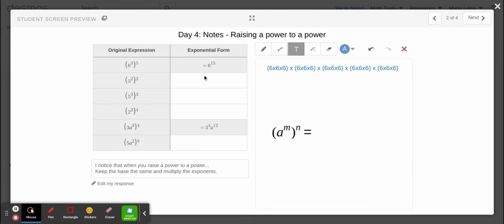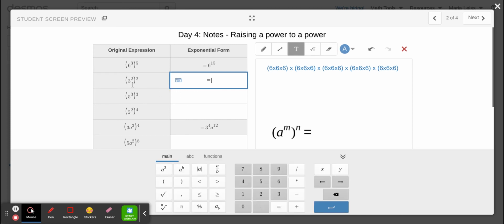So come over here. Let's try this one. Let's use the same rule. Keep the base the same, multiply the exponents. Put our equal sign in there, open up our keyboard. 3 squared raised to the 2nd power. So if I keep the base the same, base stays 3, yep. Multiply the exponents. 2 times 2 is 4. Good job.